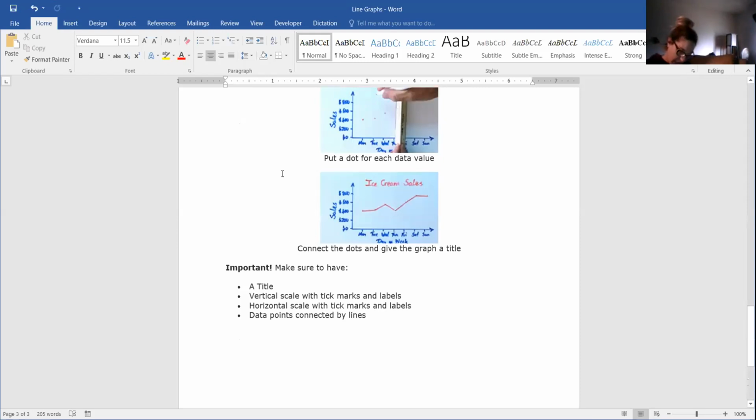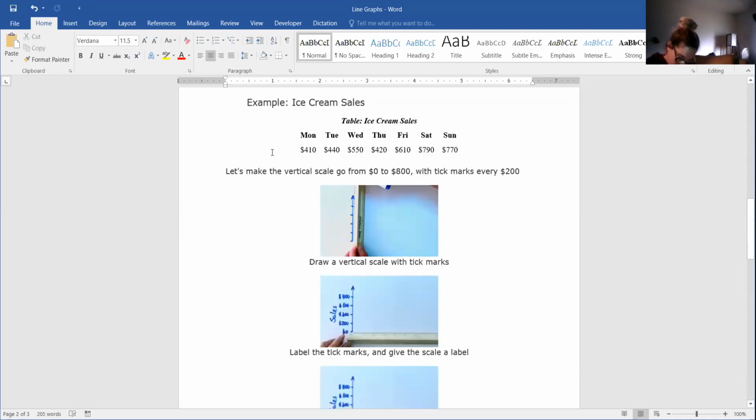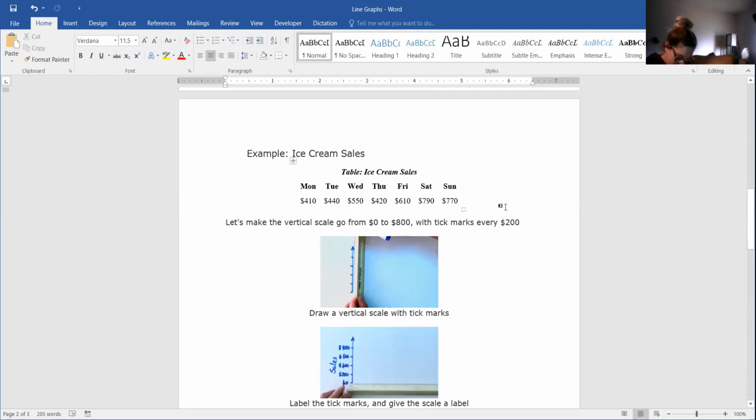This is going to be, in terms of business, a very important way to look at data. Because again, you can look at this data right here, and in a week you can say, oh yeah, we sell the most on weekends. Well, that's pretty intuitive.